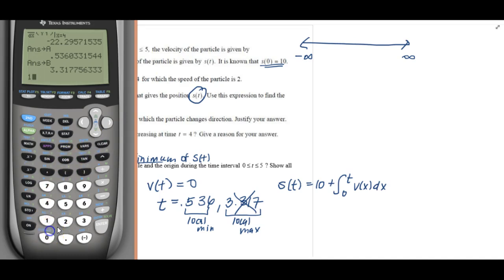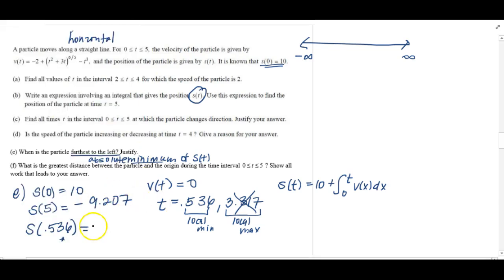We would have to do 10 plus the integral from 0 to A. Remember, I stored it. I cannot put 0.536. So I use the stored value A, and then Y1 of x. So I get 9.402.